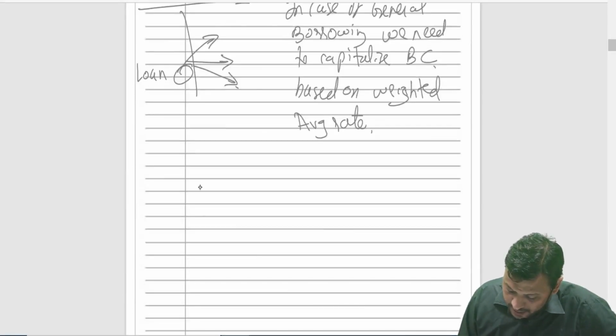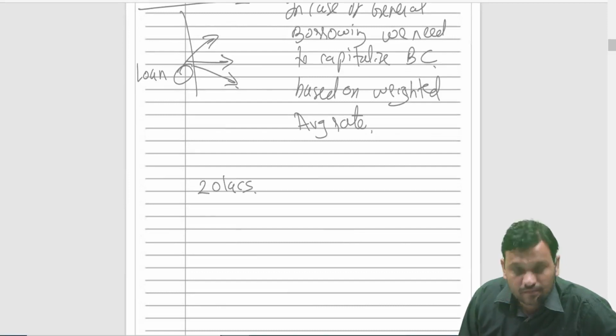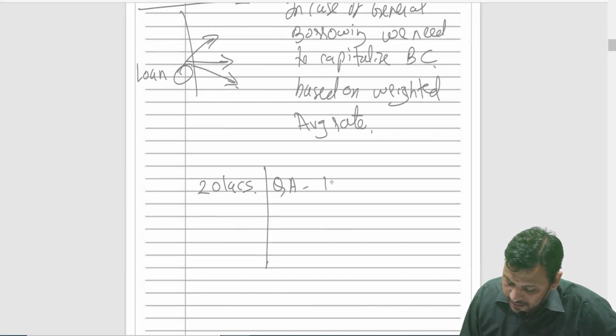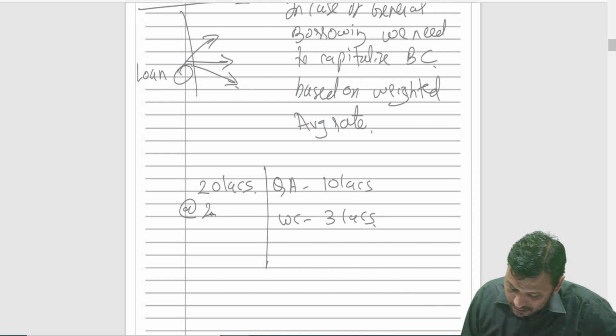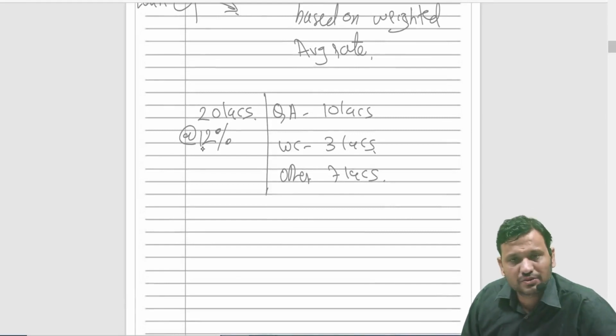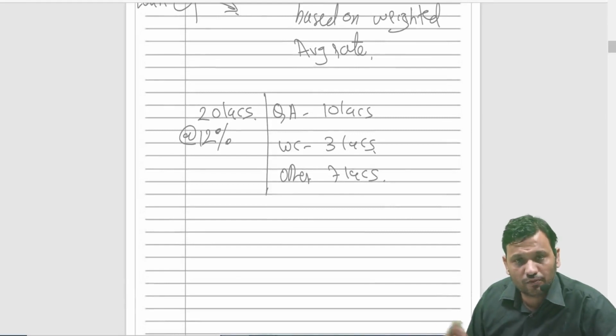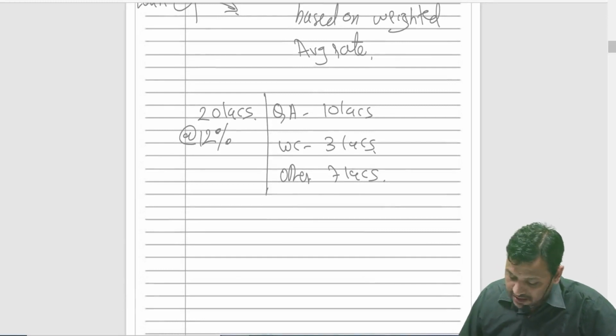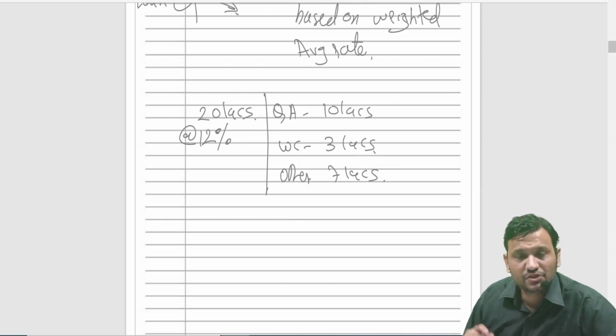Like say for example, I borrowed 20 lakhs and this has been used for a qualifying asset 10 lakhs, working capital 3 lakhs, others say 7 lakhs. So here the weighted average rate is 12% only, because a single loan is there. If multiple loans are there, then obviously the rate will differ. So as far as ICAI is concerned, it gives an answer in this way: the 20 into 12, that is nothing but 2.4 lakhs is your borrowing cost.